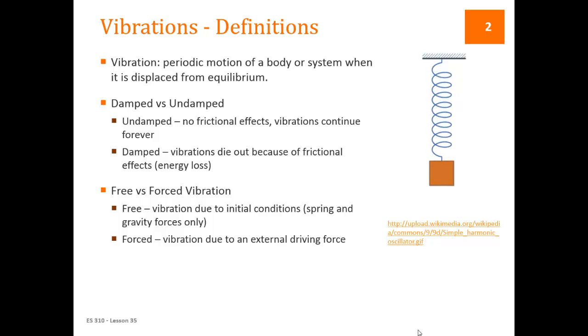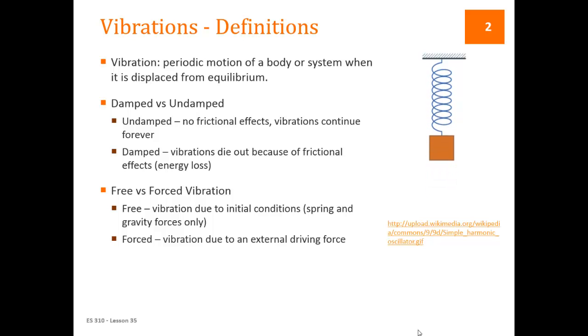A vibration is a periodic motion of a body or system when it is displaced from equilibrium. So like this spring, if we pull it downwards from its equilibrium position and let go of it, it will bounce up and down. This is an example of an undamped system, so it will continue bouncing forever because there are no losses in this system from friction or from air drag or from any of these types of things. So this is undamped. A damped system, which is much more realistic, is a system that the vibrations eventually die out in because of frictional effects.